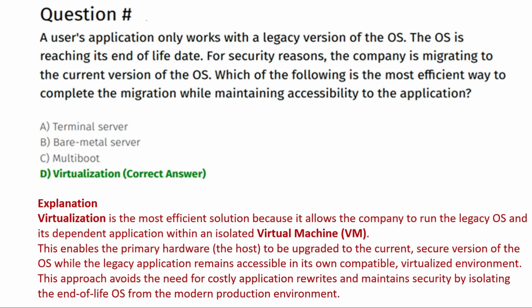So virtualization is the most efficient solution because it allows the company to run the legacy OS and its dependent application within an isolated virtual machine. This enables the primary hardware, the host, to be upgraded to the current secure version of the OS while the legacy application remains accessible in its own compatible virtualized environment. So this approach avoids the need for costly application rewrites and maintains security by isolating the end-of-life OS from the modern production environment. So that's why the correct answer for this question is option D, virtualization. So let's move to the next question.